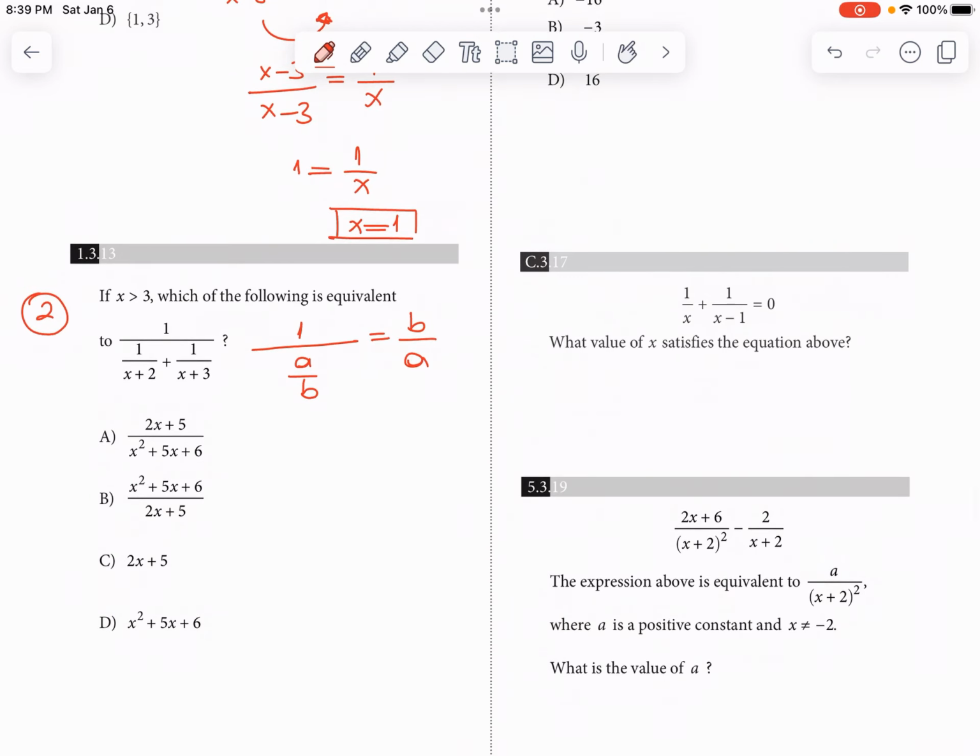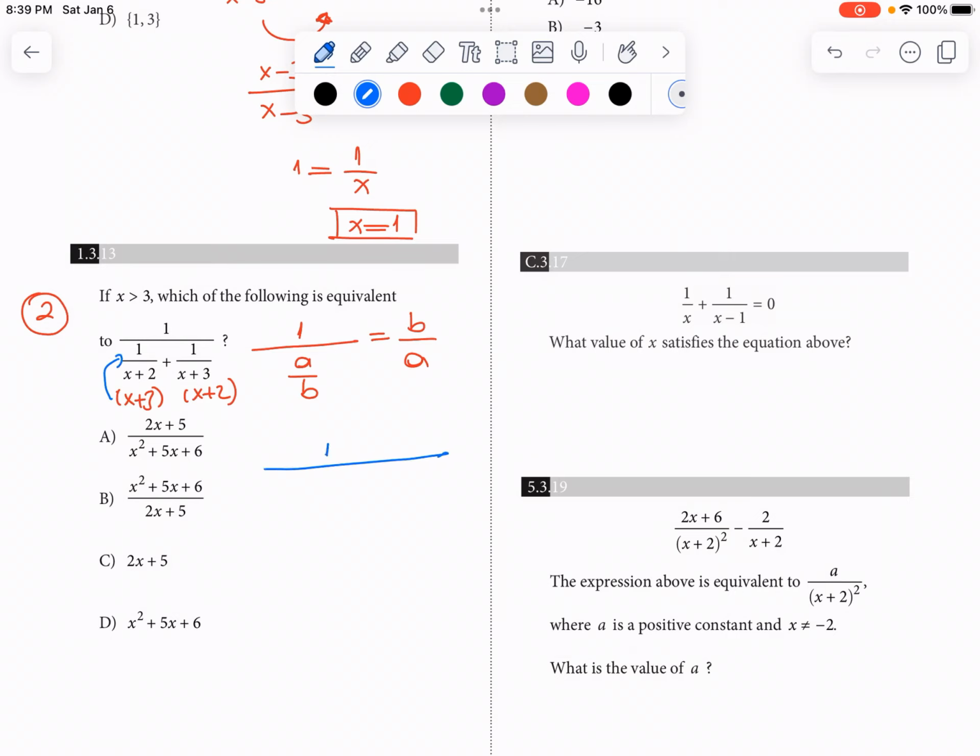Okay, I will do the same way, guys, to solve this question. First of all, I will multiply the x + 2 by x + 3, and I will multiply the x + 3 by x + 2. Now x + 3 times 1 is equal to x + 3, and x + 2 times 1 is equal to x + 2, divided by (x + 3) times (x + 2).